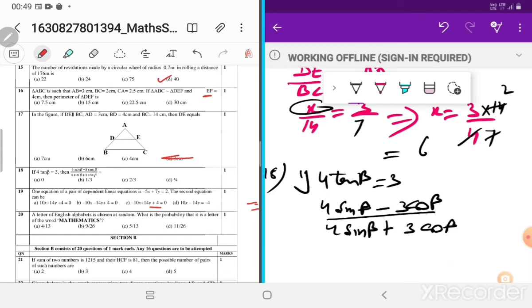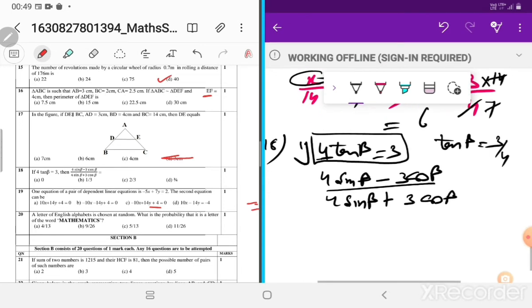So children, what is given? From here we will take one clue. 4 tan beta is 3. So what is tan beta? That is, this 4 comes down, it is 3 by 4. Okay, this tan beta is 3 by 4. Now we can substitute this value here.